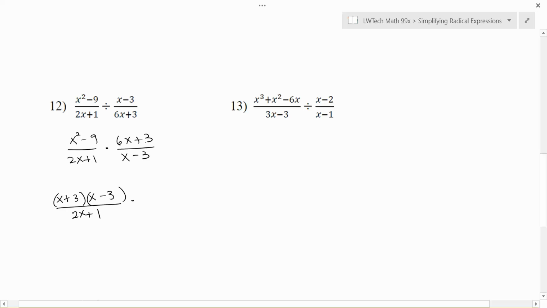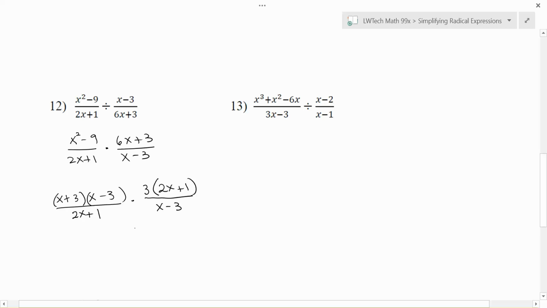Over on the other side, I'm going to work on this 6x plus 3. No squared, so I don't have to do the 2 parentheses factoring, but there is a common factor of 3 that I can pull out, and if I pull that 3 out, what I'm going to be left behind with is 2x plus 1. Again, double check that out. 3 times 2x gives me 6x, plus 3 times 1 gives me plus 3, which is what I needed. On the bottom, there's no squared, there's no common factor, so I just leave the x minus 3 on the bottom. All right, so almost done with this set of expressions.